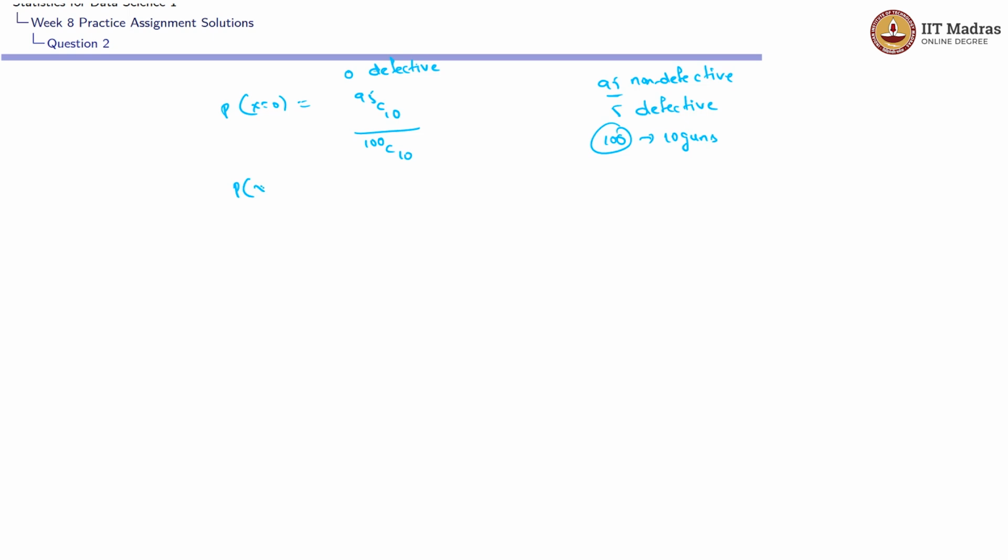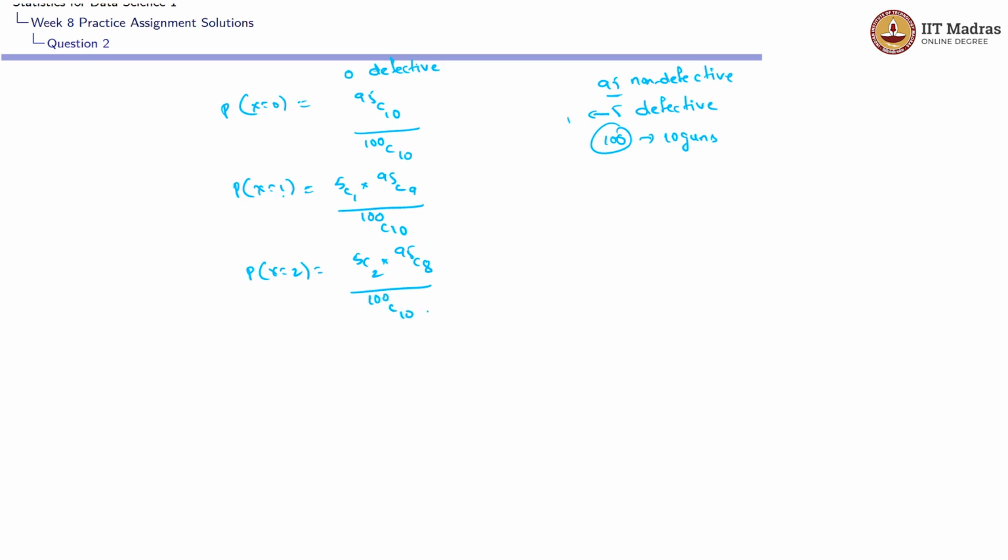For P of X equals 1, this means that we should be selecting one defective gun. Among these 5, we should be selecting one, so that would be 5C1, and he needs 9 more guns. Those 9 more guns should be non-defective, which could be selected in 95C9 ways, divided by, again, the total number of ways, 100C10. Similarly, P of X equals 2 would be 5C2, since he needs to select 2 defective guns, and the remaining 8 should be non-defective. That could be selected in 95C8 ways.